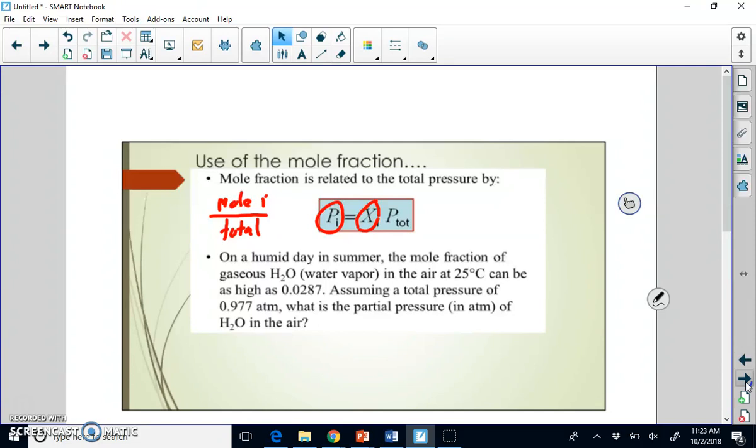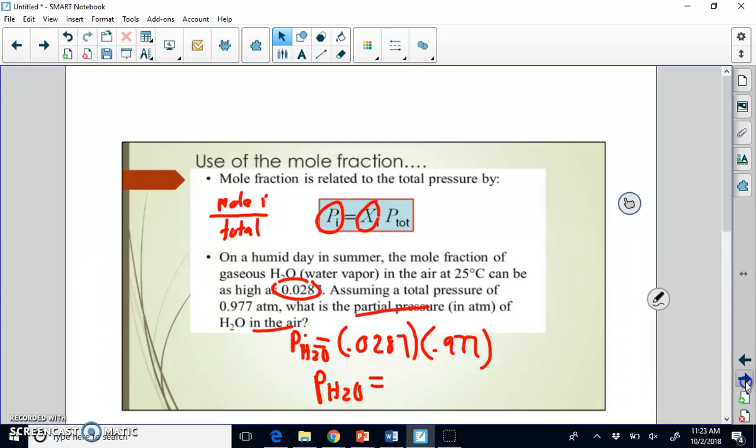So it says on a humid day in the summer, the mole fraction of gaseous H2O is this. So that's going in for the mole fraction. We're going to put it in there, 287. And the total atmospheric pressure on this day is that. They want to find the partial pressure due to water, which is P_I. So we simply get out our calculator, and if we do this math, this is actually H2O, so the partial pressure of H2O is 0.0280 atmospheres.